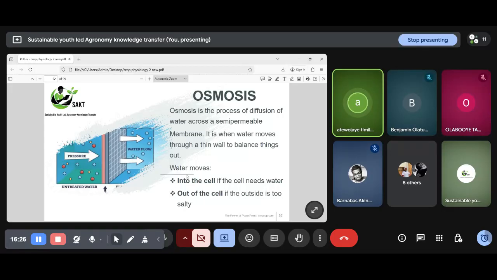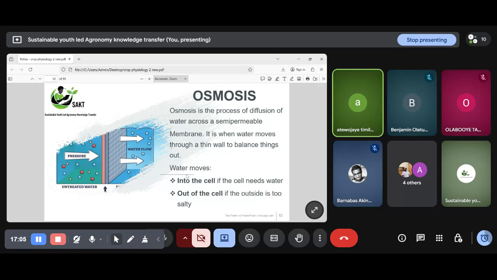So now let's go to osmosis. Osmosis is the process of movement of water across a semi-permeable membrane. Don't worry, just notice that osmosis deals with water. I know some people might be confused, but osmosis deals with water through a semi-permeable membrane. It is when water moves through a thin wall to balance things out. So water moves into the cell if the cell needs water, and out of the cell if the outside is too salty. So this is how osmosis works.